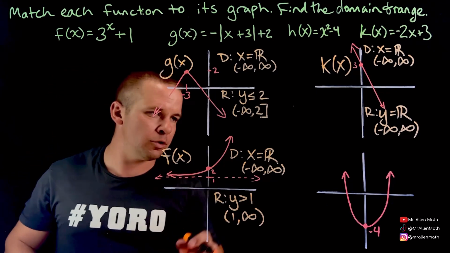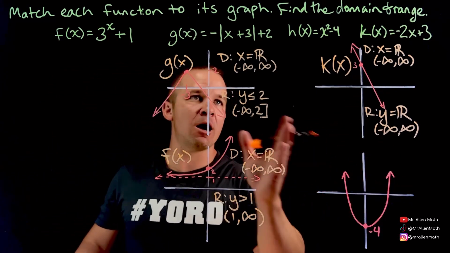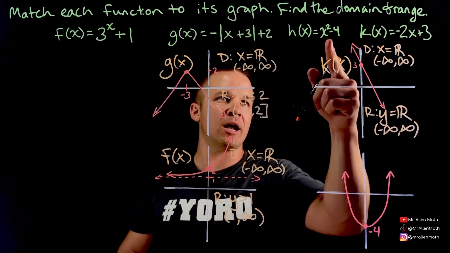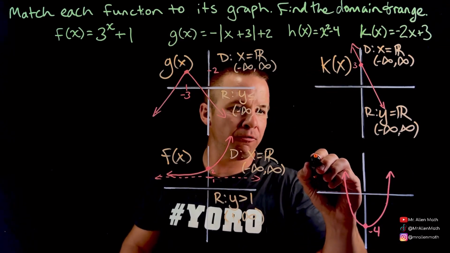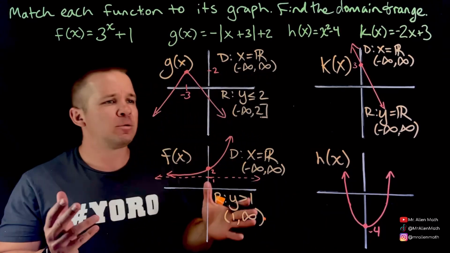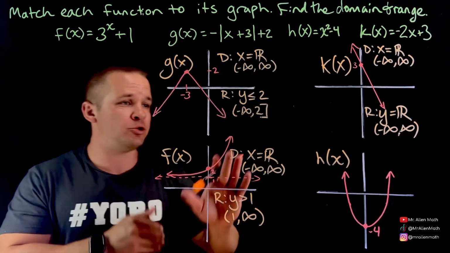Yay! Last one. It's got to be our quadratic h of x, right? And that does pan out here, right? We got our negative 4 that shift down for if you're a transformations fan. I mean, I love me some transformations, right? There we go. We got h of x. All right, domain, range, we done, right?